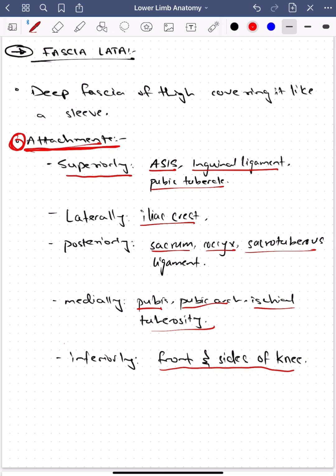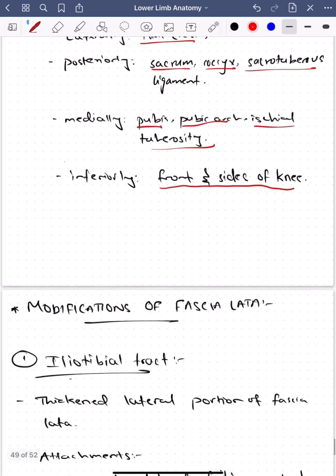So this is basically the attachments of the fascia lata. Visualize a blanket and visualize your pelvis. Anteriorly we're going to attach it to the anterior superior iliac spine, pubic tubercle, and the ligament in between them, that is the inguinal ligament. Laterally we have the iliac crest. Posteriorly we have the sacrum, the coccyx, and a ligament called the sacrotuberous ligament. Medially the pubis, the pubic arch and the ischial tuberosity, and finally inferiorly the front and sides of the knee. So these are basically the attachments. Now another commonly asked question is, what are the two modifications of the fascia lata?